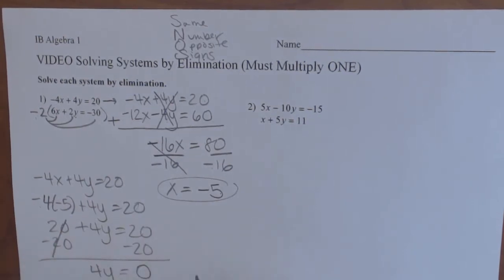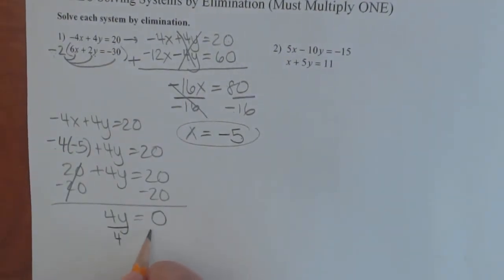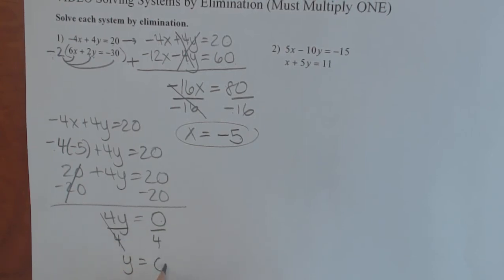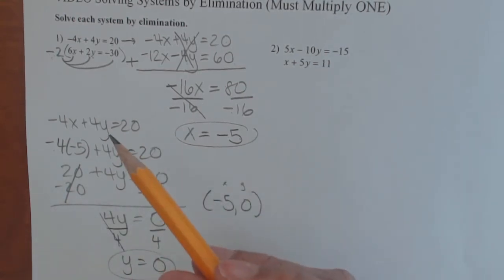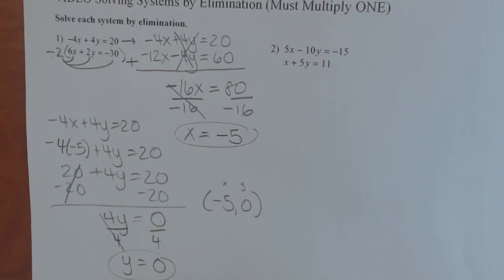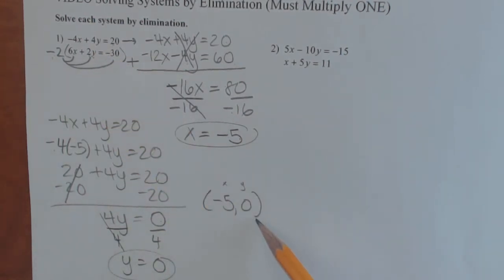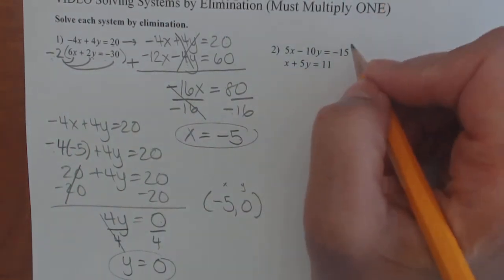4y equals 0. Now it's okay that this is 0. I'm still going to be going on. Divide by 4. y equals 0 divided by 4 is 0. That's absolutely fine. I have both x and y, so I'm going to write that in an ordered pair. And if we graphed those two equations, this is where they would meet. You could actually graph these on Desmos if you wanted, and you would see that they would meet at negative 5, 0.